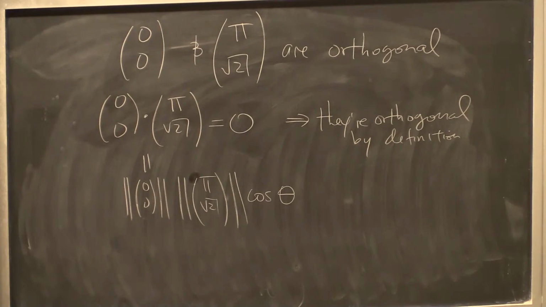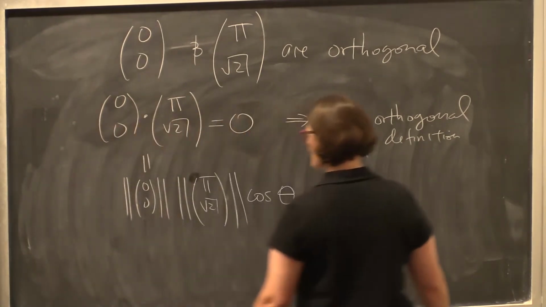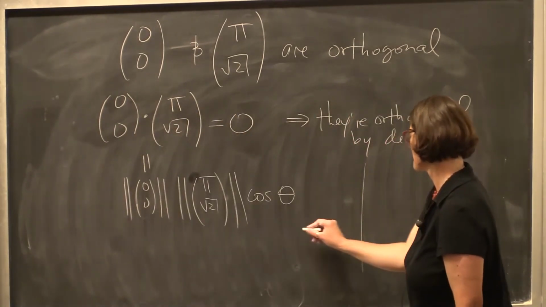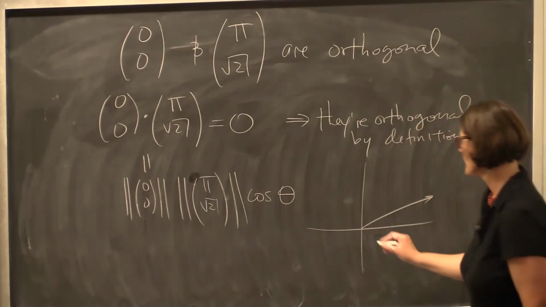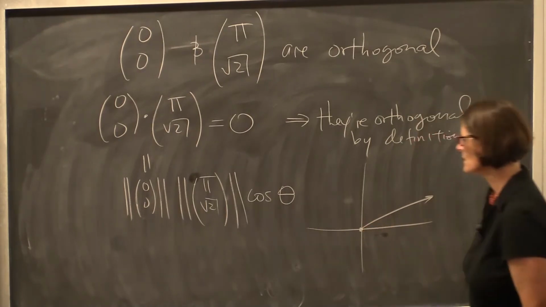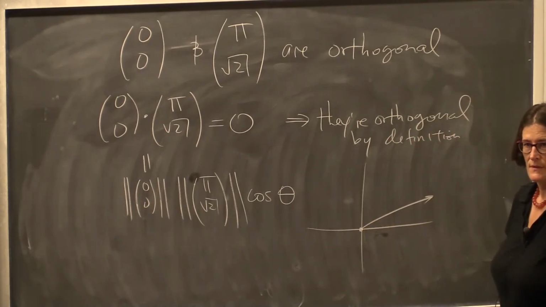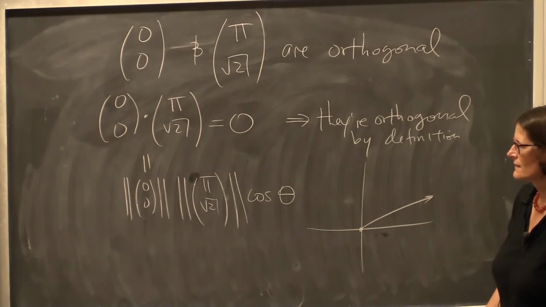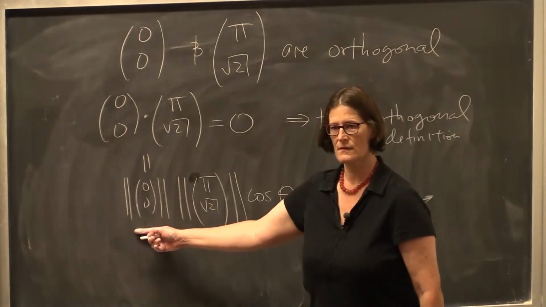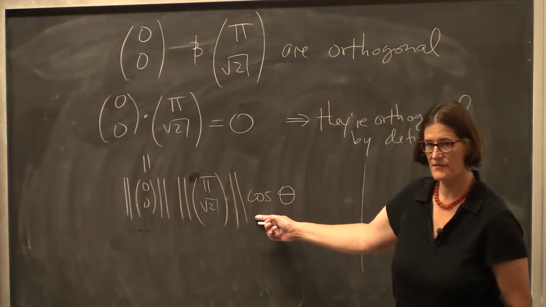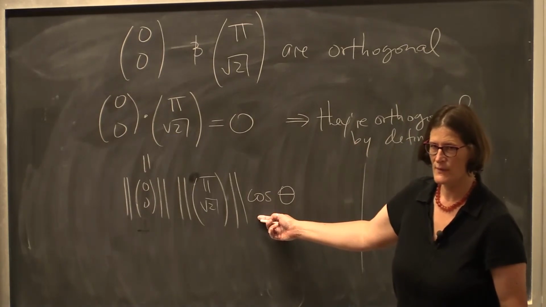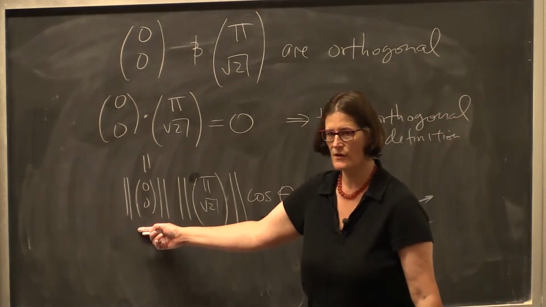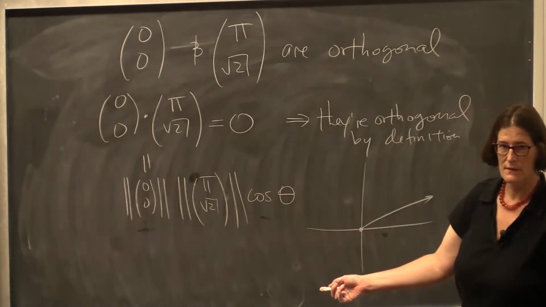And suddenly you're kind of wondering what's going on. Here we have the vector pi, root 2. Here we have the 0 vector. What's the angle between them? It's not defined. On the other hand, what's this length? 0. So we're not going to lose sleep about the fact that we can't define that angle, because if we could define it, then we'd get some number, and then we'd multiply it by 0. So what was the point of defining it?